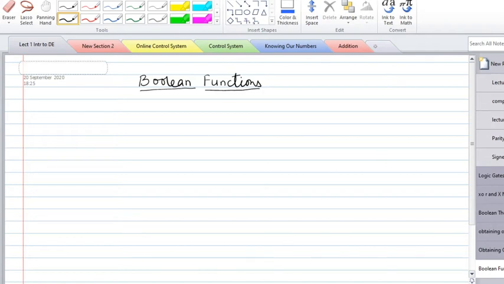Hello friends, let us see what are Boolean functions. A Boolean function can be represented by f, which is a function of variables a, b, c, d and so on up to z. This function may have some product terms.